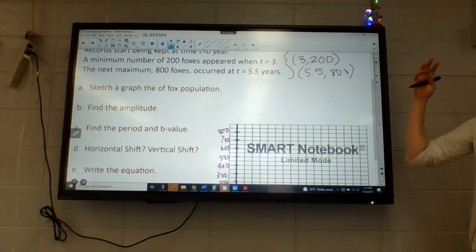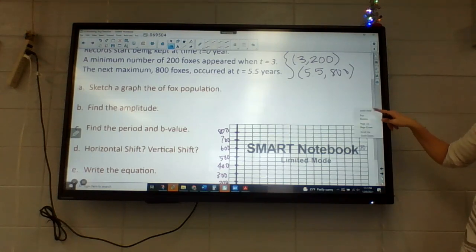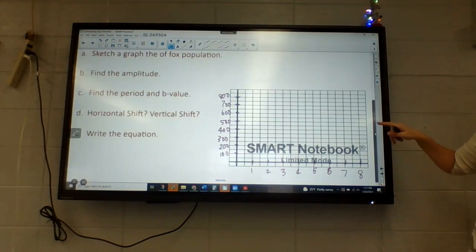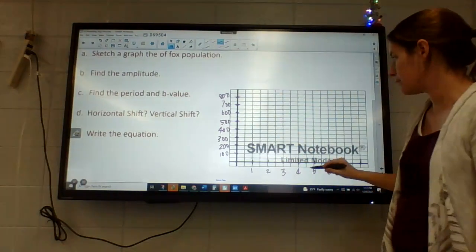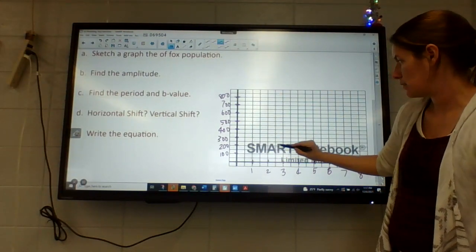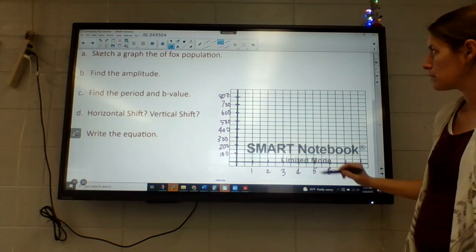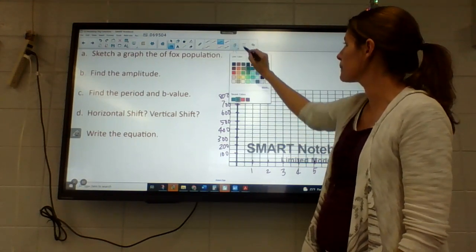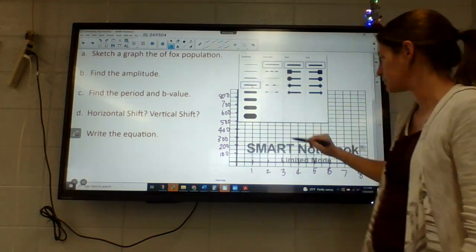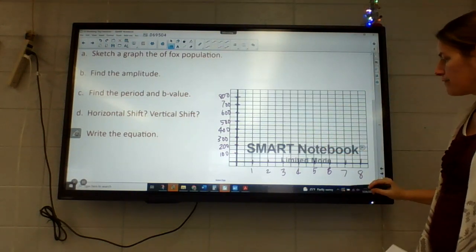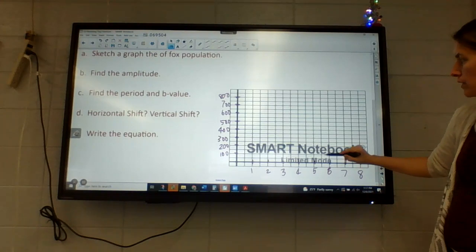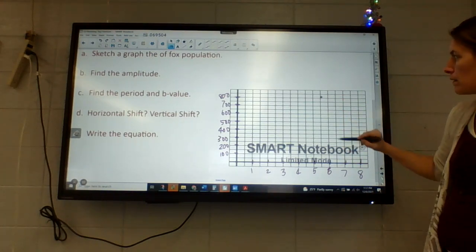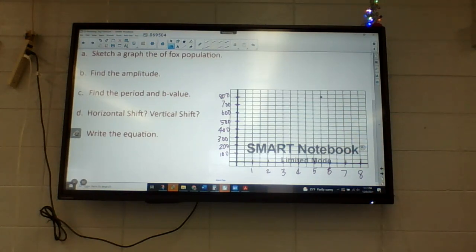So they give me a low to a high. So 3, 200. And then 5.5, 800. Now that one little chunk of a curve doesn't seem like very much, but they've really given us a lot here, actually.